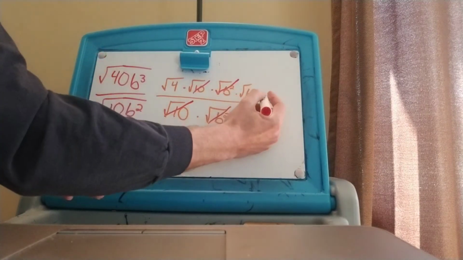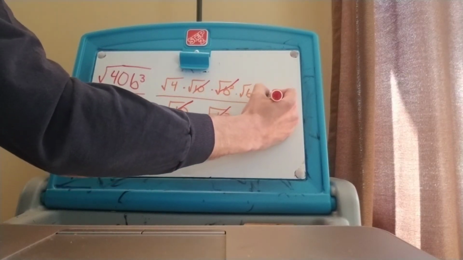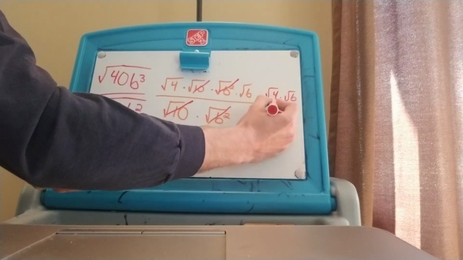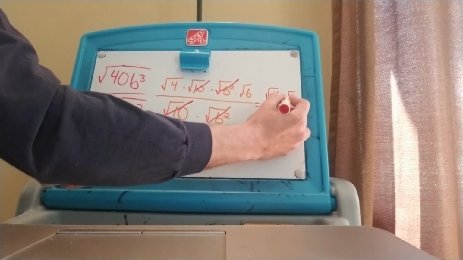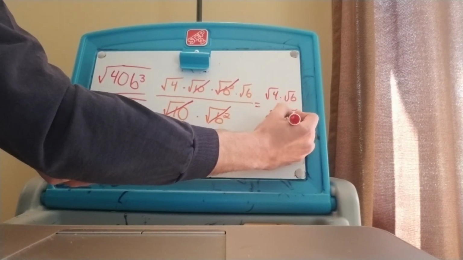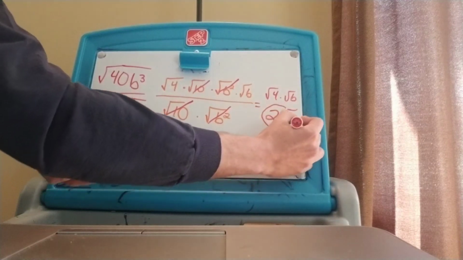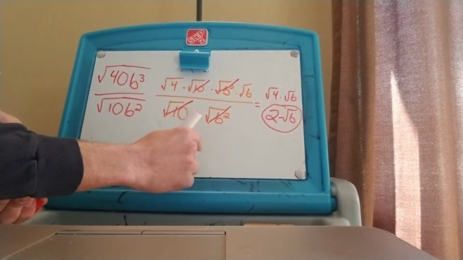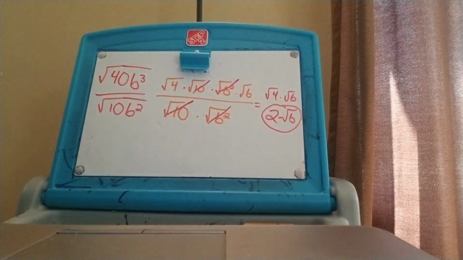So now everything on the bottom is gone. I'm left with just the square root of 4 times the square root of b. Square root of 4 is a perfect square. Square root of b, it's already in simplest form. So your final answer is going to be 2 rad b. That's going to be your final answer. There's nothing more I can do with this. I have to leave that part under the radical. The 2 we're able to do all the way out.